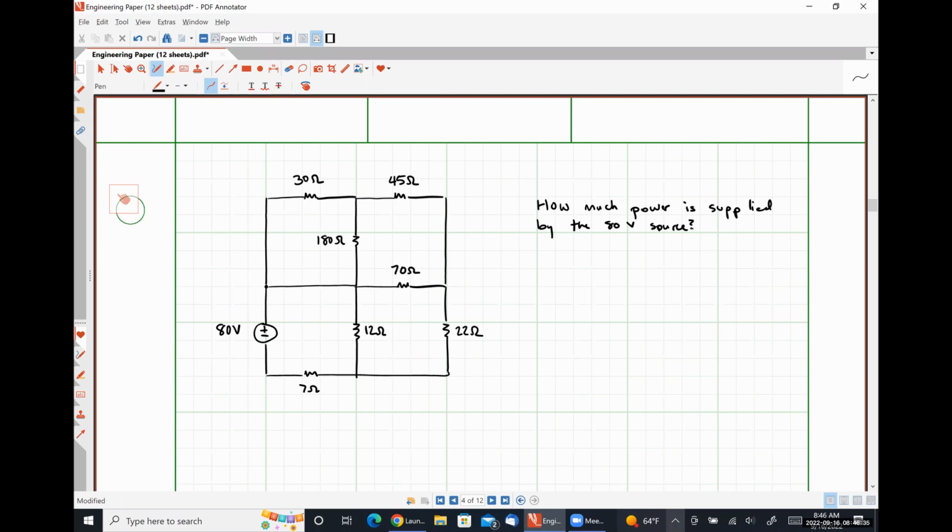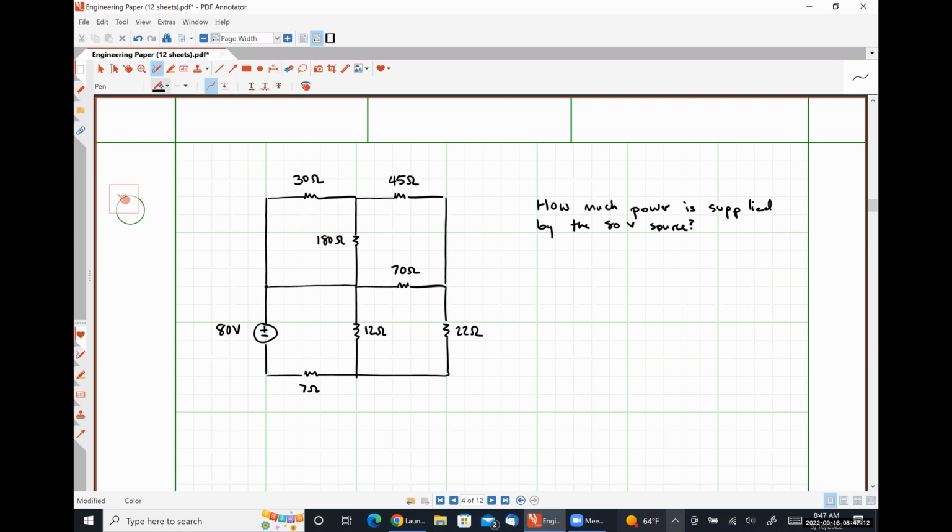How we are going to approach this problem, which looks pretty difficult, is by finding out the equivalent resistance that the 80-volt source sees and lumping it down into a single resistor. From there, we know that the power supplied by the 80-volt source is simply going to be the power absorbed by the equivalent resistance, which is just going to be V squared over the REQ that we find.